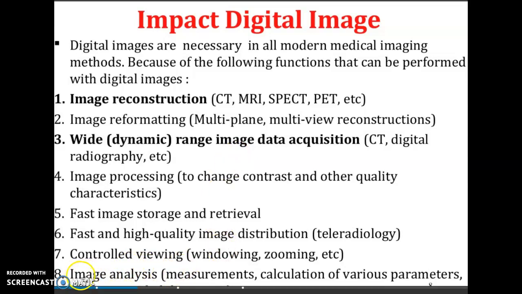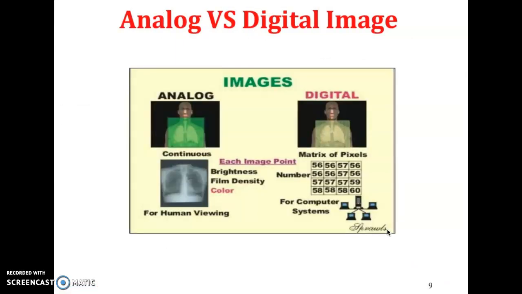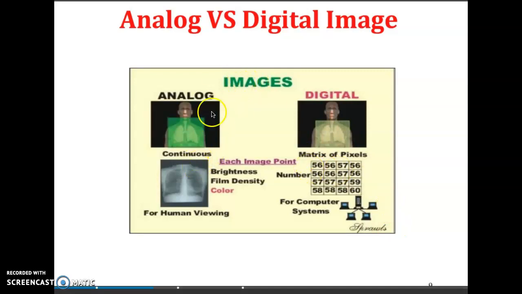And we can have image analysis. Analysis means we can have measurements, calculations of various parameters. So these are the impacts of our digital image. So this is what I said: analog image is for human viewing purpose, and digital images are needed for processing using digital computers.